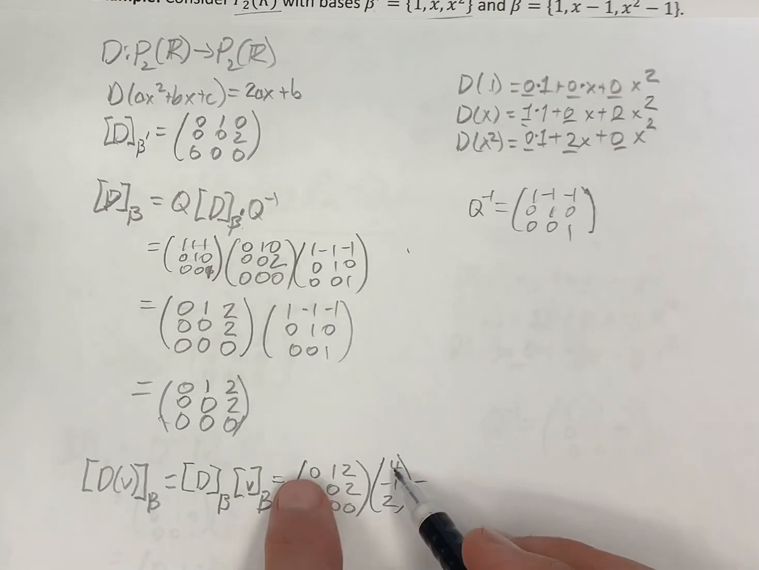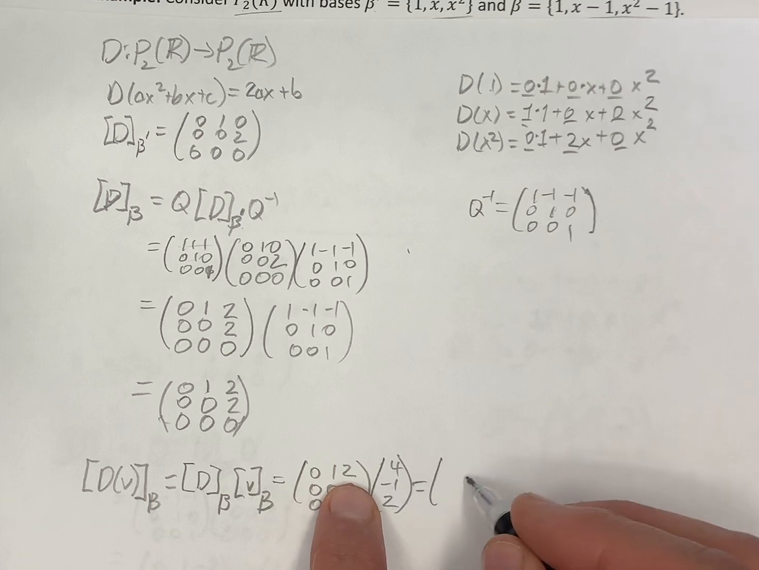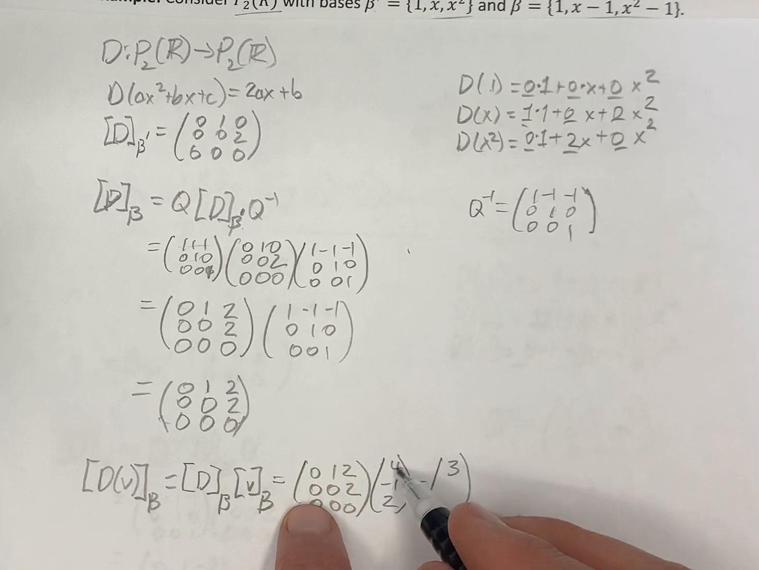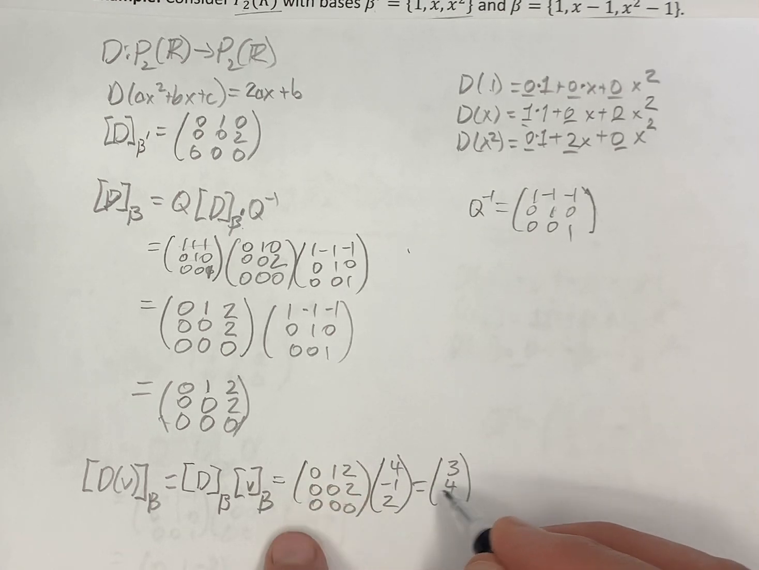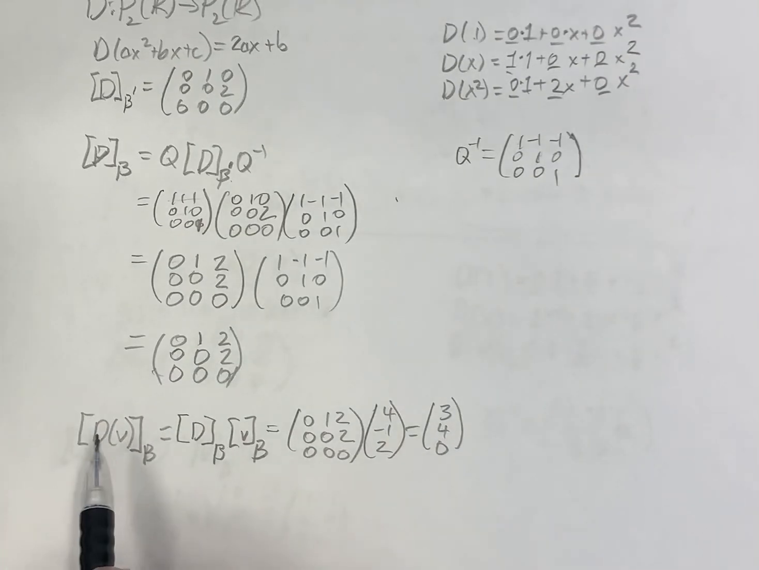Right, let's multiply those. First row times the column gives me negative 1 plus 4, which is 3. Second row times the column is 4. Third row times the column is 0. Okay, so that is the representation of this element in terms of beta.